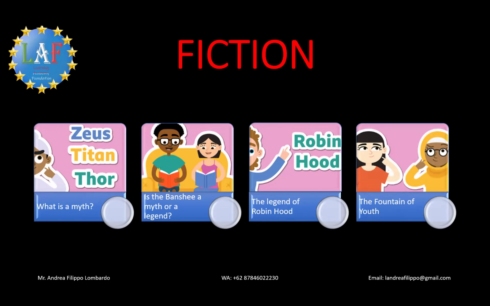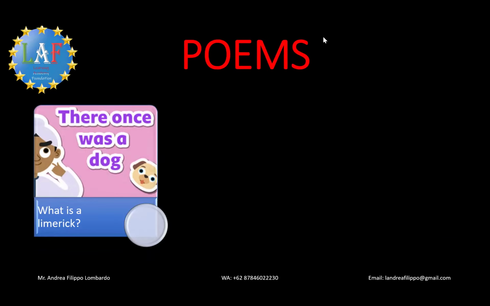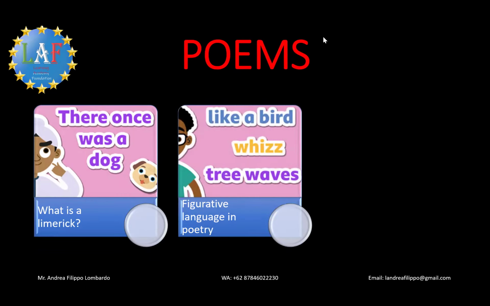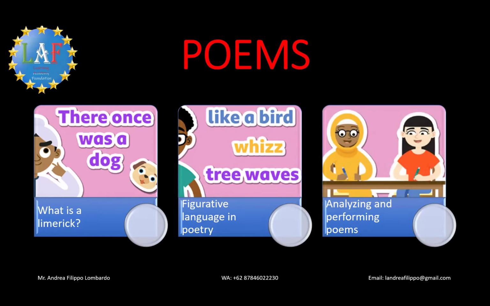After fiction, the next section will be about poems, where the students will see that the first, second, and fifth lines of a limerick rhyme, and the same goes for the third and fourth lines. Explore how to use figurative language when writing poetry. And finally, they will learn about the language and subjects used in poetry, as well as practicing performing a poem.